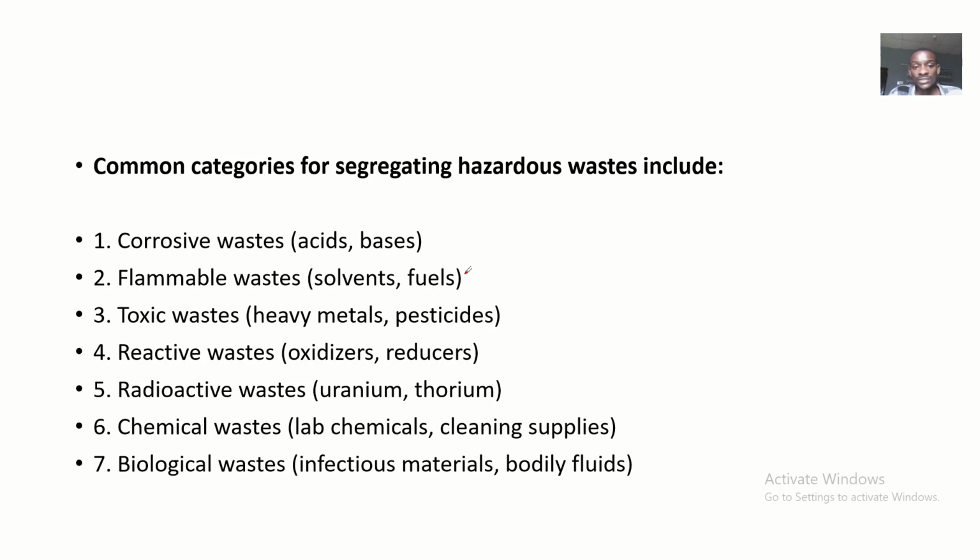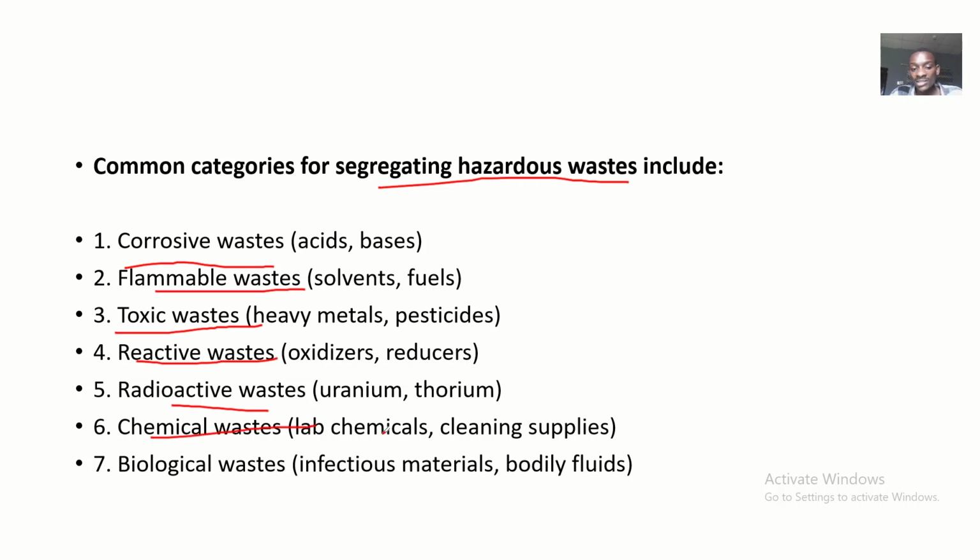Common categories of hazardous waste include corrosive waste, for example acids and bases, which you keep separately. You could have flammable waste like solvents and fuels, which you keep separately. You have toxic waste like heavy metals and pesticides, so do well to keep them separately. You could have reactive waste like oxidizers and reducers, which you keep separately. You could have radioactive waste like uranium and thorium, and do well to keep them separately.